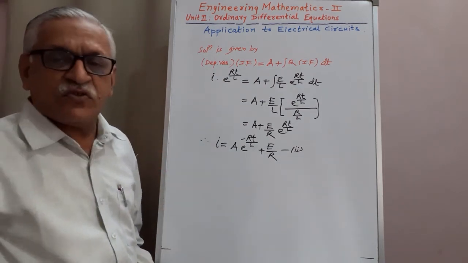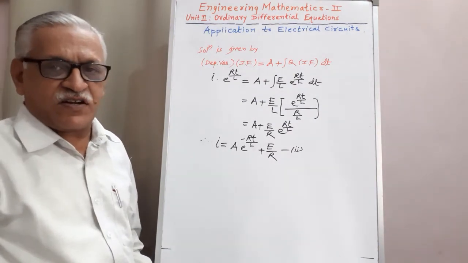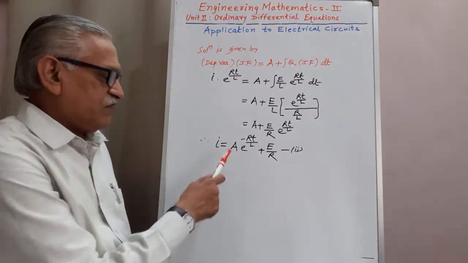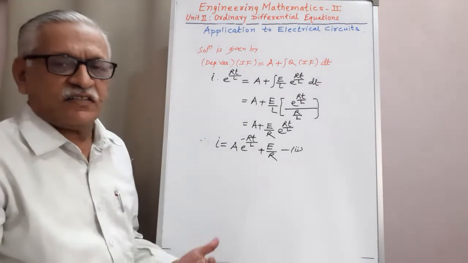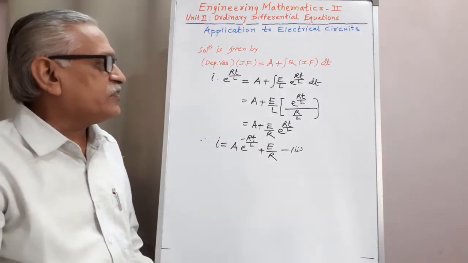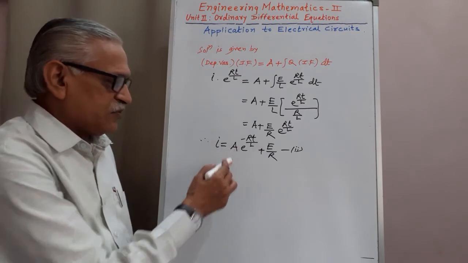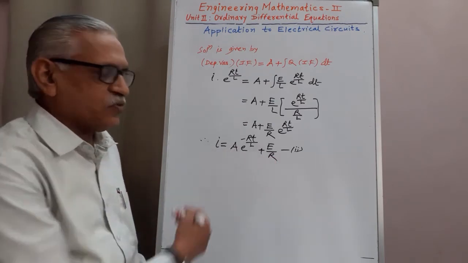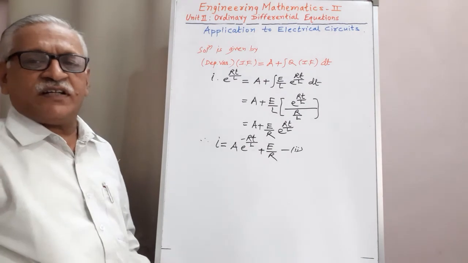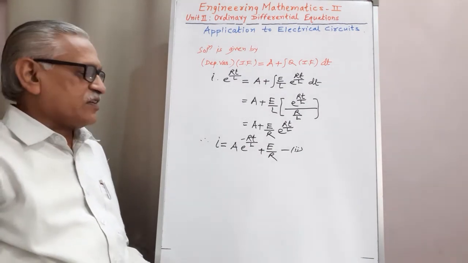In this equation 2, that capital A is the arbitrary constant. If we determine the value of that capital A using the initial condition, and substitute it once again in that equation 2, we can obtain the particular solution of that differential equation.